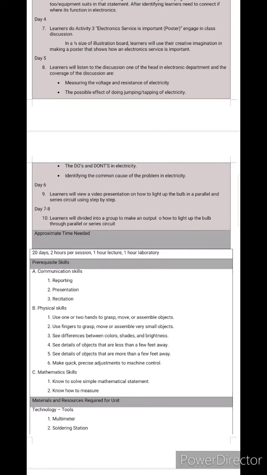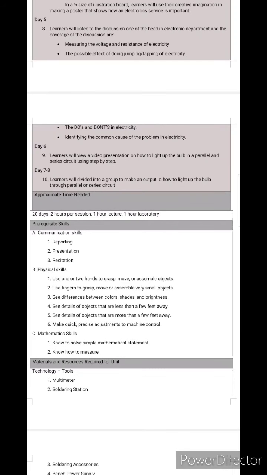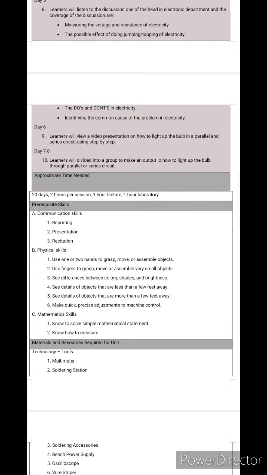Approximate time needed: for the 20 days, 2 hours per session, 1 hour lecture and 1 hour laboratory. Prerequisite skills. A. Communication skills: reporting, presentation, recitation. B. Physical skills: use one or two hands to grasp, move, or assemble objects. Use fingers to grasp, move, or assemble very small objects.